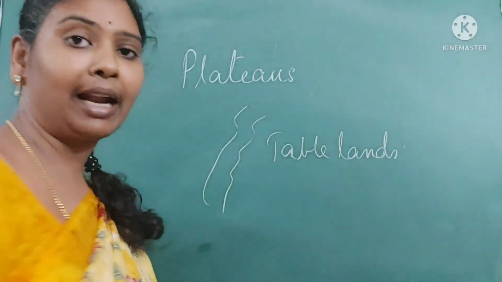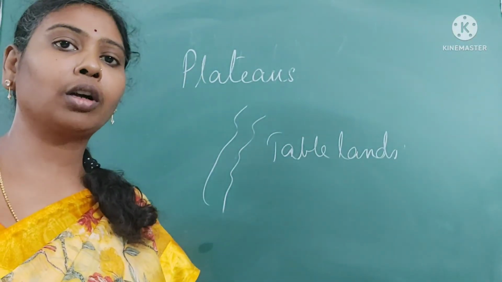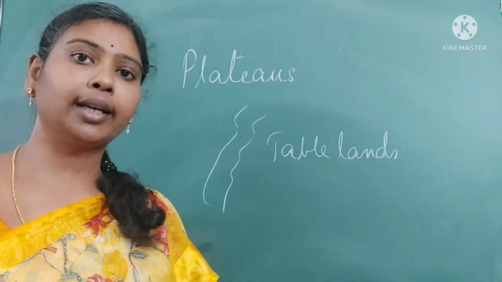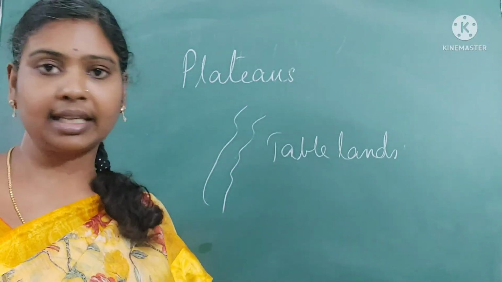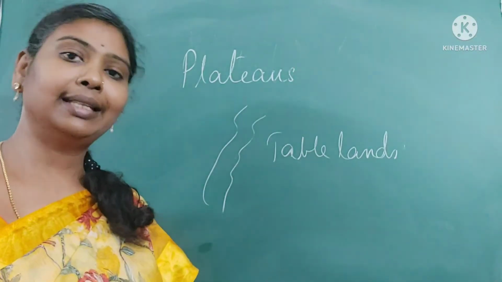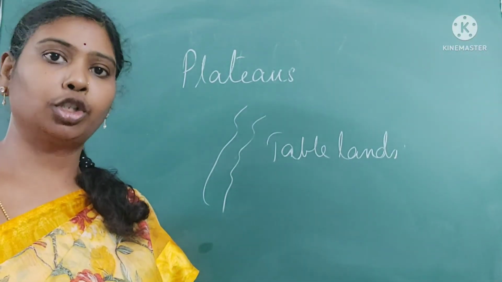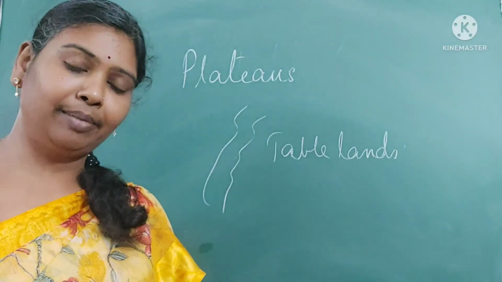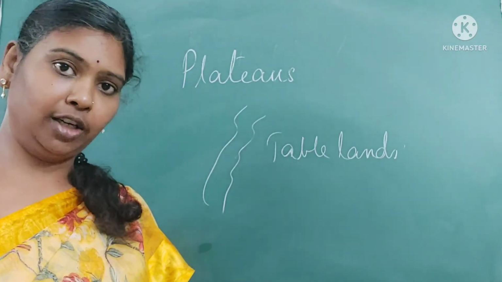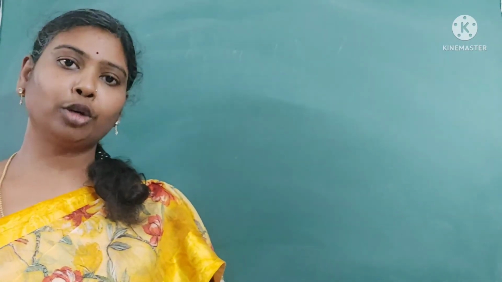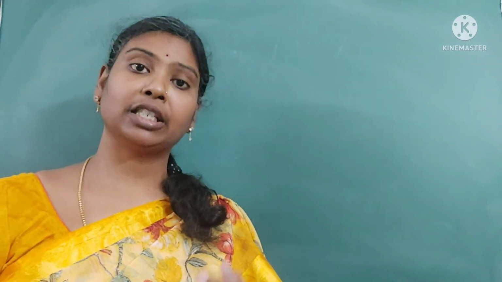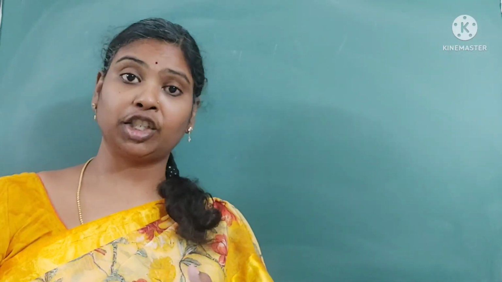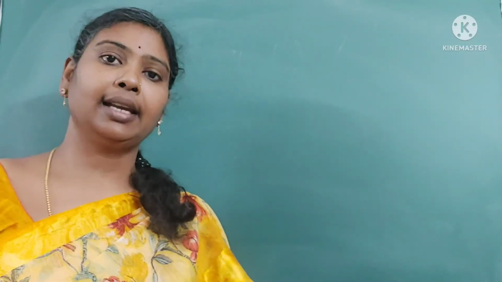Most of these plateaus are made up of sedimentary rocks or basaltic rocks. Basaltic rocks are nothing but igneous rocks, and sedimentary rocks are formed by sediments. For example, the Deccan Plateau of India is formed by basaltic rocks. Plateaus are classified on the basis of so many factors: their shape, origin, location. So let's see some classification of plateaus.